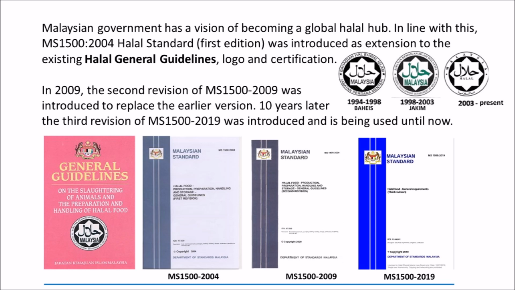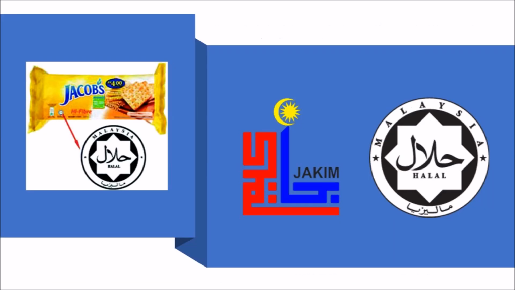And then five years later, the second edition was issued. And 10 years after that, after 2009, in 2019, two years ago, it was introduced again, the third revision, updated with new information or certain research development done, the latest information to share with the halal industry players and the public. So you see that the logo also changes from time to time, and this is the latest logo till now.